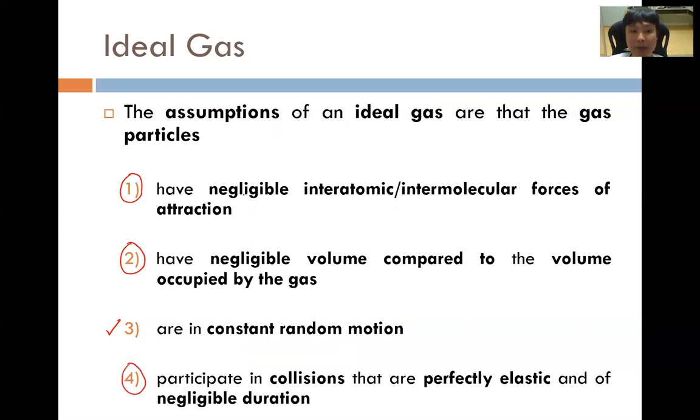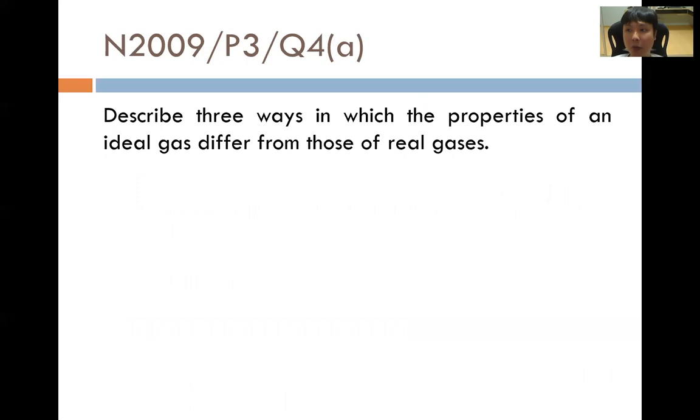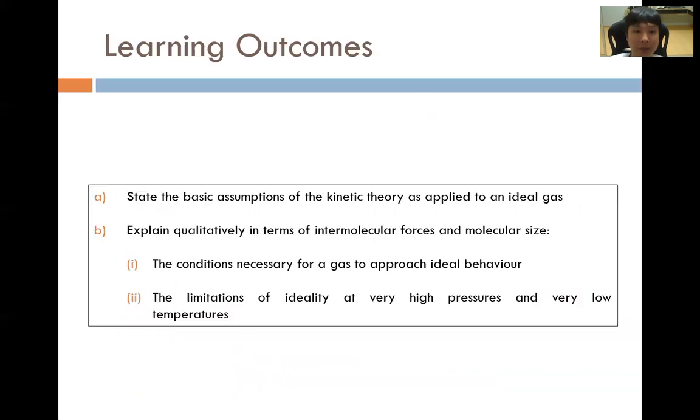Real gases have significant interatomic or intermolecular forces of attraction between the particles, while ideal gas have negligible. And for real gases, the volume of the gas particles is non-negligible compared to the volume occupied by the gas, and this differs from that of an ideal gas. And finally, for an ideal gas, the collisions are perfectly elastic, but for real gases, the collisions are non-elastic. So these are the 3 ways in which the properties of an ideal gas differ from those of real gases. This basically sums up the questions asked in A-level that address these two learning outcomes.